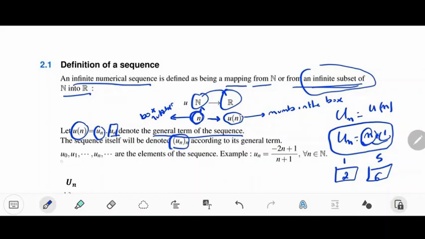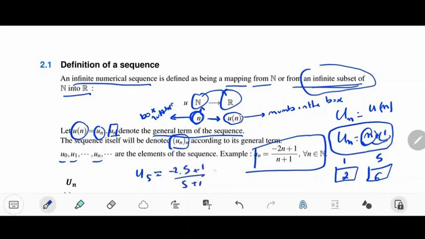Okay, so now U0 is the content of the box number 0. U1 is the second element of the sequence, which is the content of box 1. Un is the content of box n, which is the nth element of the sequence. So here is another example, Un equals (-2n+1)/(n+1), which means that U5 will be equal to the content of box number 5. It will be (-2 times 5 + 1)/(5+1), which is equal to (-10+1)/6, so -9/6. This is the content of box number 5.